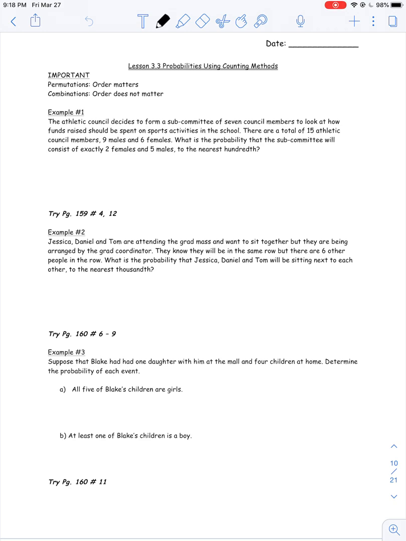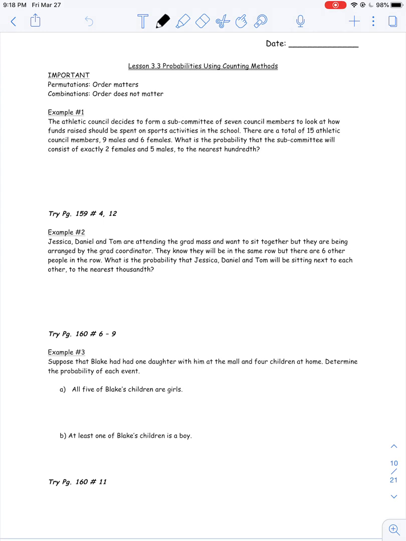Example number 1. The Athletic Council decides to form a subcommittee of 7 council members to look at how funds raised should be spent on sports activities in the school. There are a total of 15 athletic council members. There are 9 males and 6 females. What is the probability that the subcommittee will consist of exactly 2 females and 5 males to the nearest hundredth?